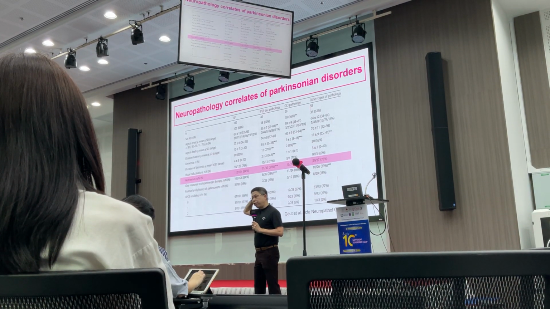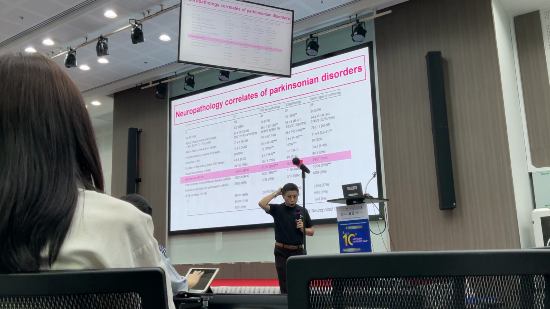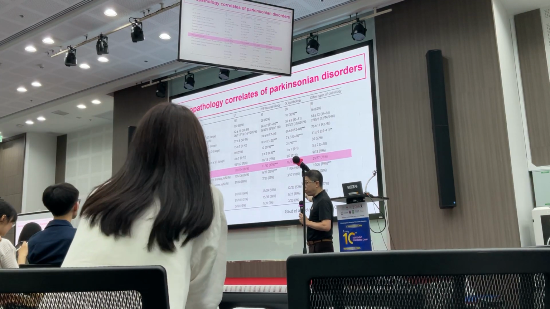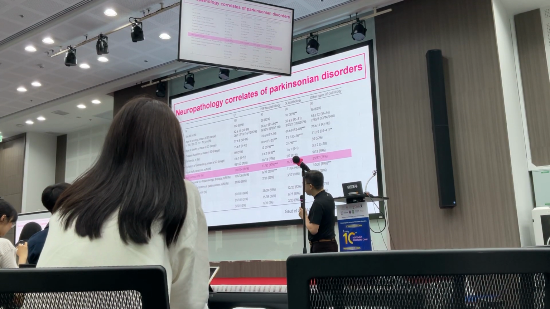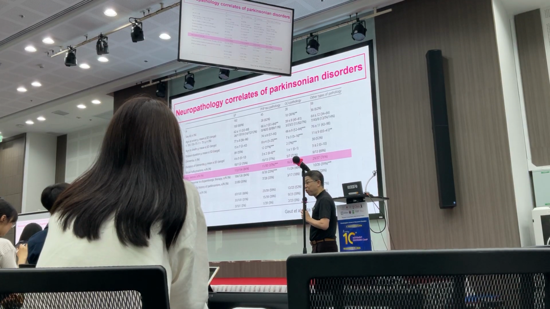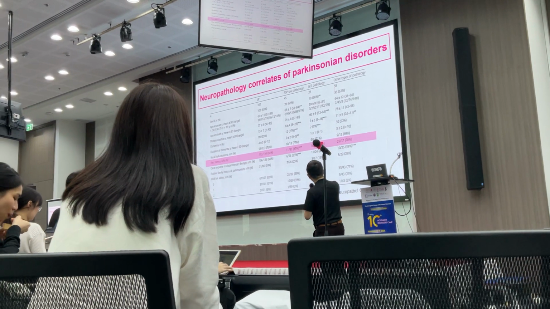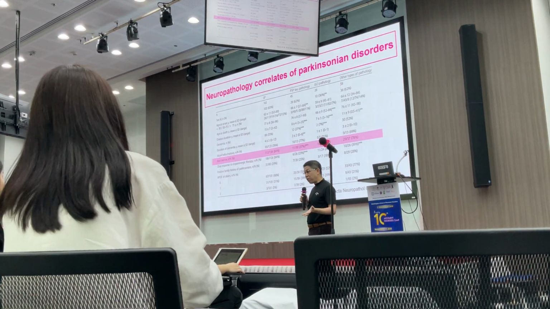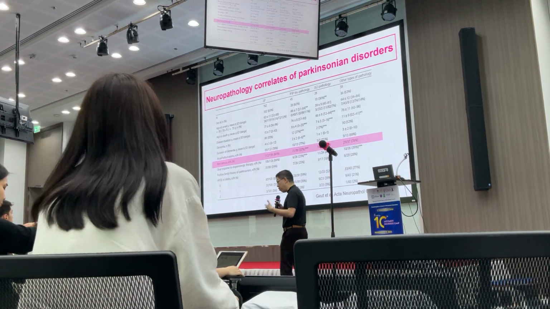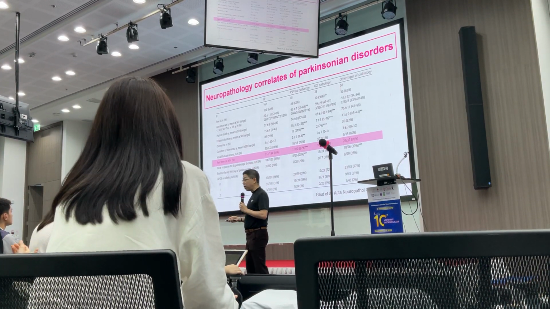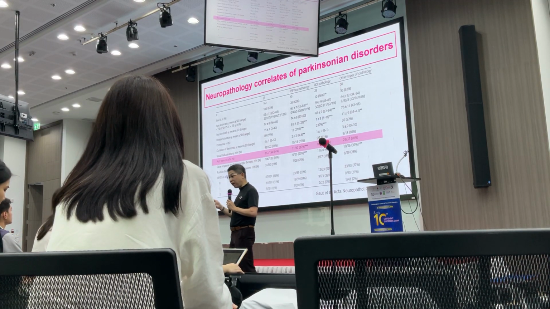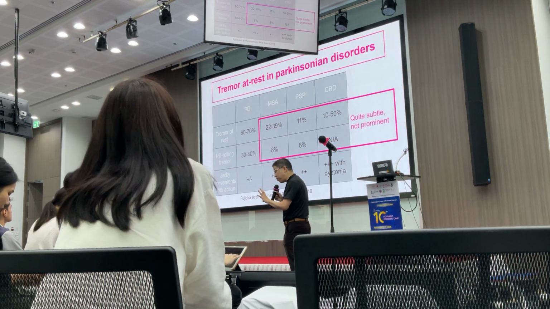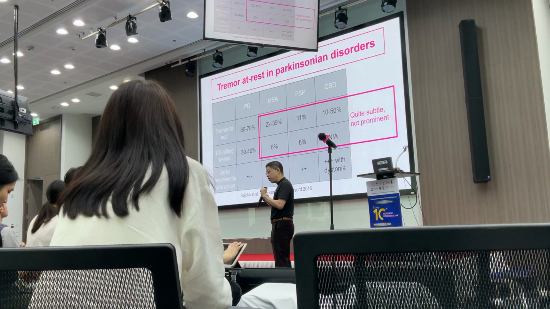I think this is a very important study because this is a pathological verification series of cases, and it tells you that rest tremor can occur in many atypical Parkinsonian disorders: 1/3 of PSP, more than 60% of MSA. So rest tremor per se is not specific for Parkinson's disease, but the feature of the rest tremor is telling us that they are not the same. They have rest tremor, but the feature of the rest tremor is not the same.